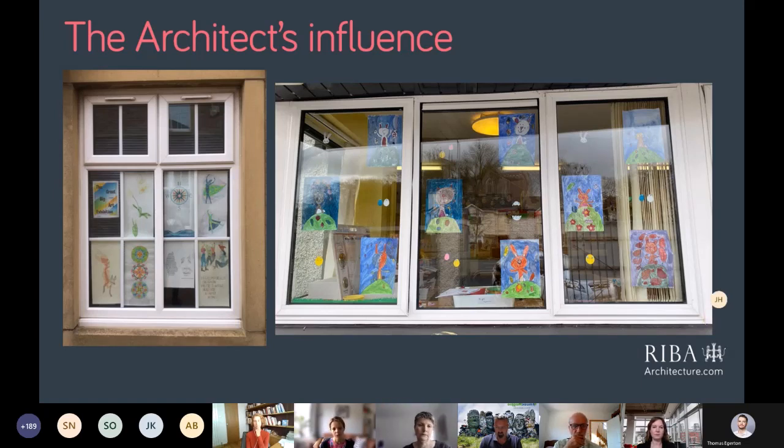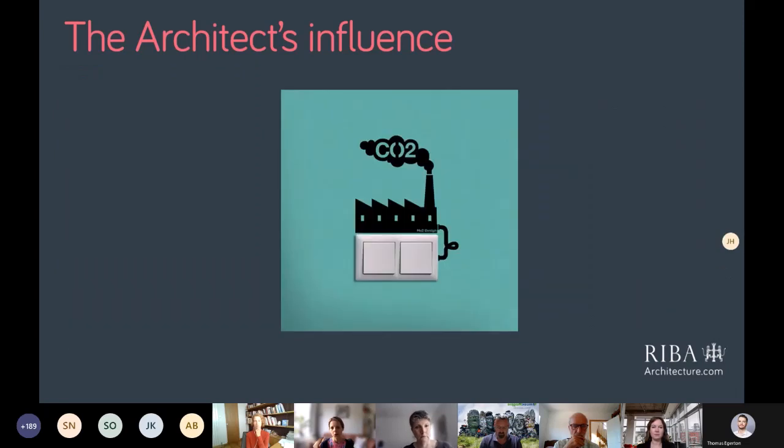So the architect's role is really to work within the design and use the design to nudge people to do the right thing and thus be able to positively influence behaviour and reduce energy demand.